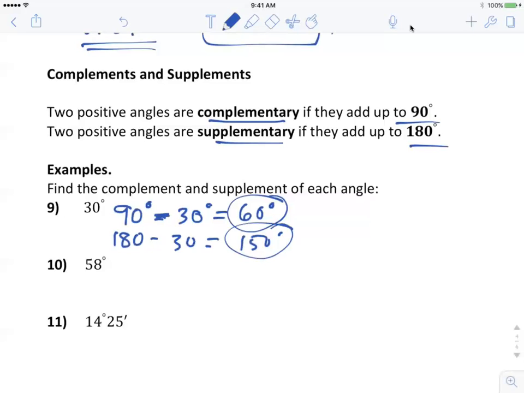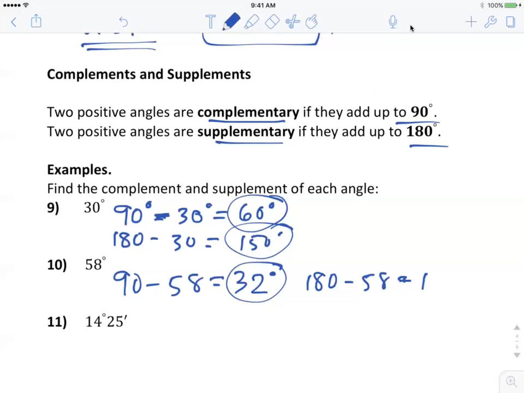Complements have that characteristic, they add up to 90. 30 plus 60 is 90, okay? So you can try another one here. These are rapid fire, quick. 90 minus 58, right? That's 32. Don't do it too fast where you mess up on the arithmetic. And then 180 minus 58 is 122. Okay, complement and supplement.